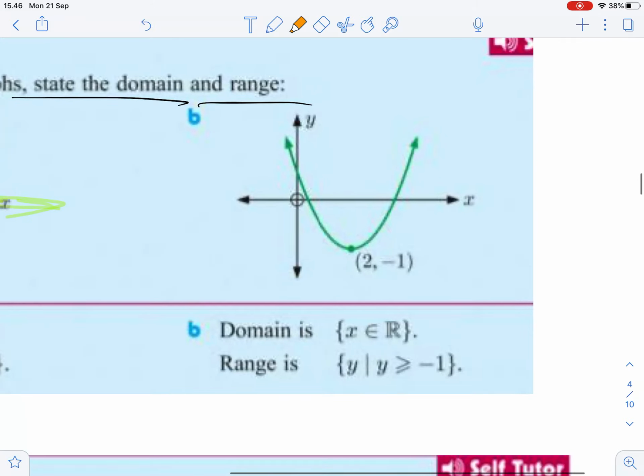Again, I'm given the graph. They're asking for the domain and range. Domain is everything left and right. How far left and right? You can see here that it's going to keep going to the left and to the right forever and ever. So the way you would indicate that is x is an element of the real numbers. The real numbers is every number that you can think of.